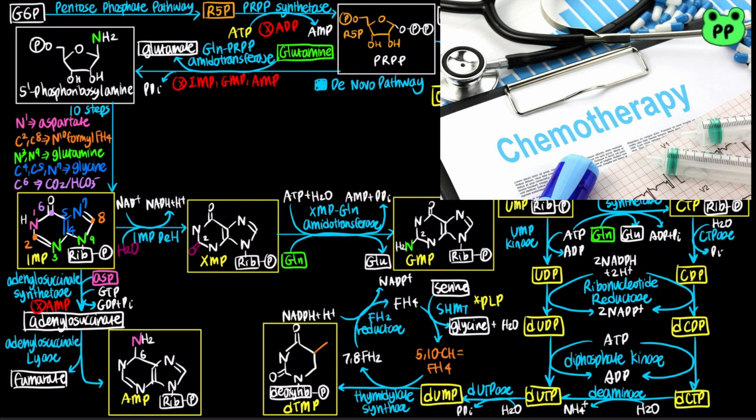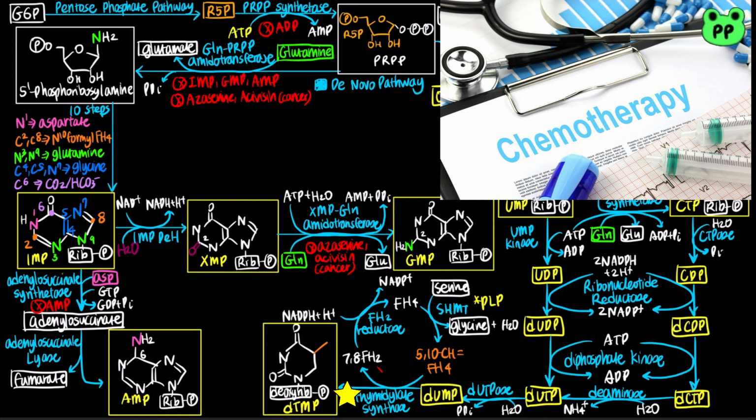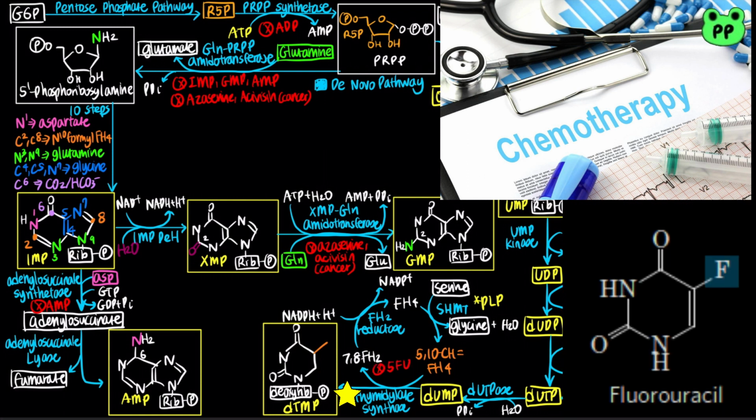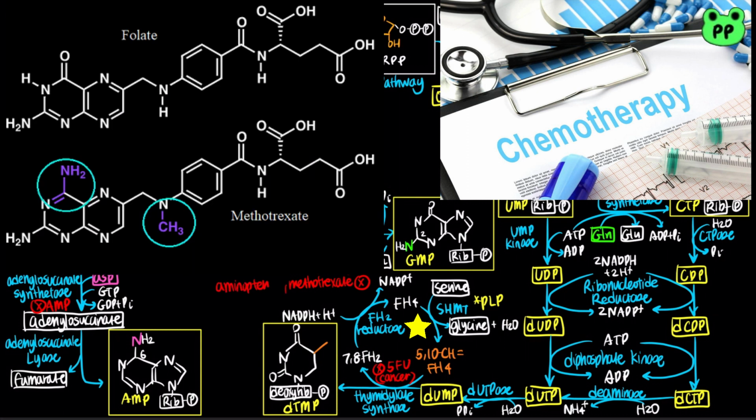Many chemotherapeutic agents target enzymes in the nucleotide biosynthetic pathways, as cancer cells have greater requirements for nucleotides as precursors of DNA and RNA, and are more sensitive to inhibitors of nucleotide biosynthesis. Glutamine aminotransferases are inhibited by glutamine analogs such as azaserine and acivicin. Thymidylate synthase can be inhibited by fluorouracil, abbreviated as 5-FU, through mechanism-based inhibition. Finally, dihydrofolate reductase can be inhibited by methotrexate and aminopterin, which are folate analogs.